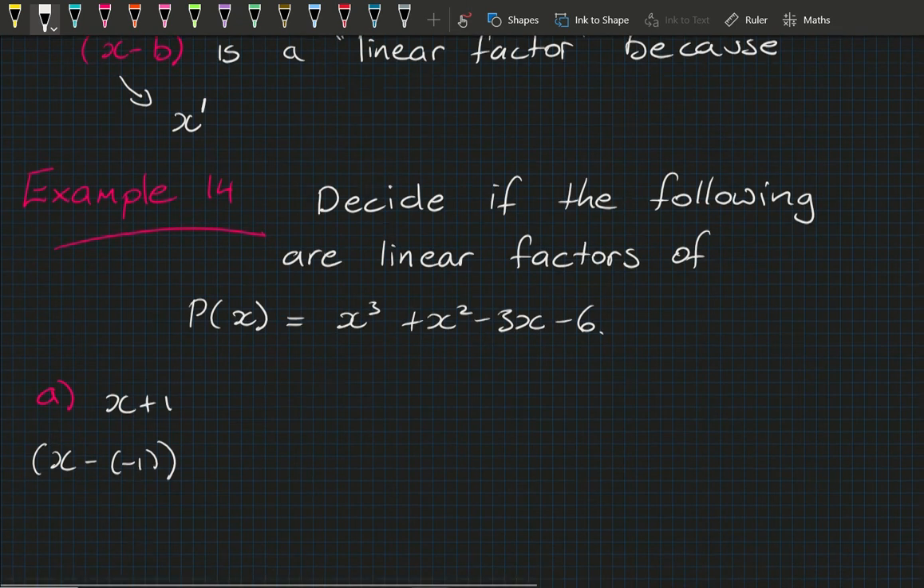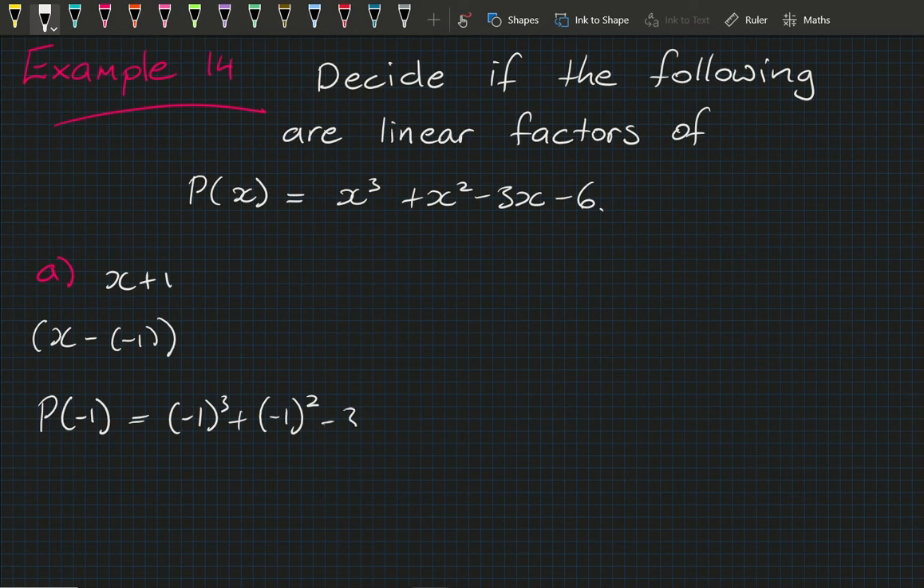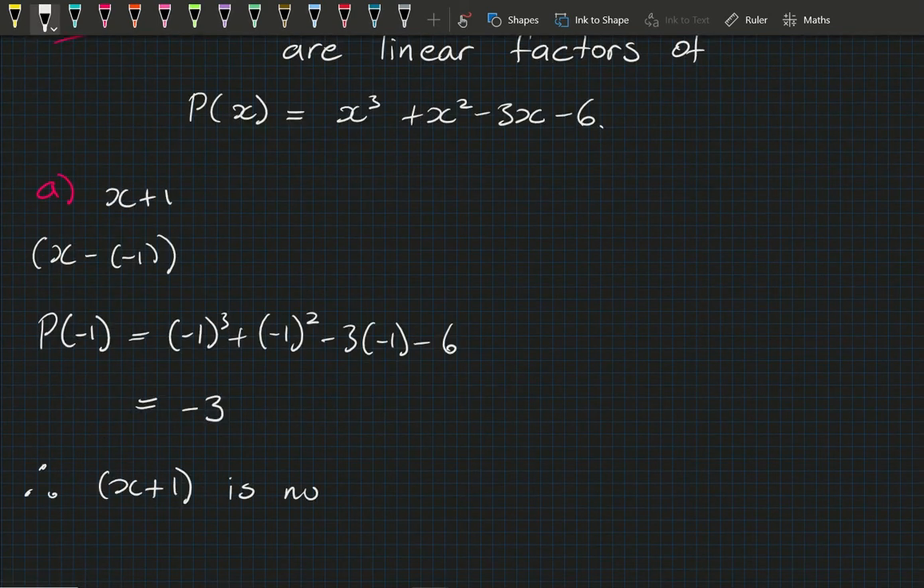So let's try subbing in minus 1 into the polynomial. So minus 1 cubed is minus 1, plus 1, minus 3, so plus 3, minus 6 makes minus 3. So we don't have a remainder of 0, therefore x plus 1 is not a factor.